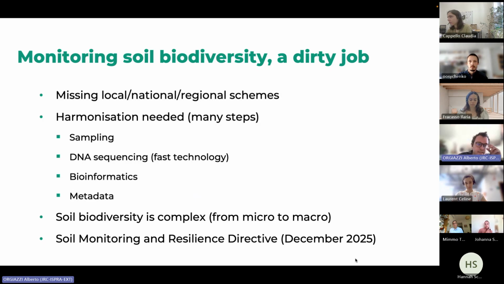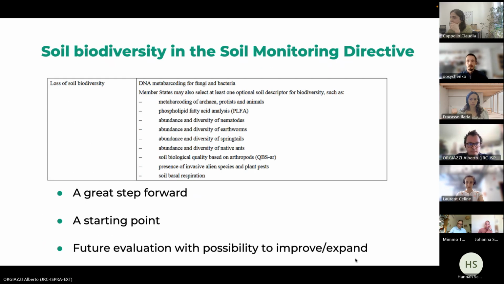The good news is that as of December 2025, the European Commission has adopted legislation aiming to protect soil and its biodiversity. It's the so-called Soil Monitoring and Resilience Directive. Indeed, in Europe, so far we only had legislation to protect water and air. Soil, this important environment, was missing. Now we have legislation for this, and soil biodiversity is also included among the parameters that should be monitored.